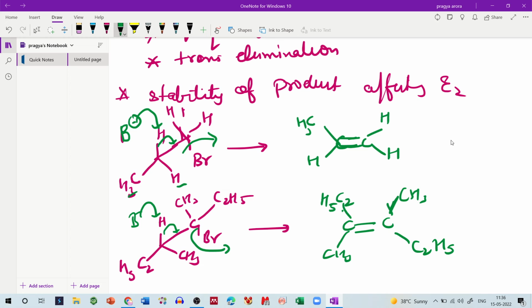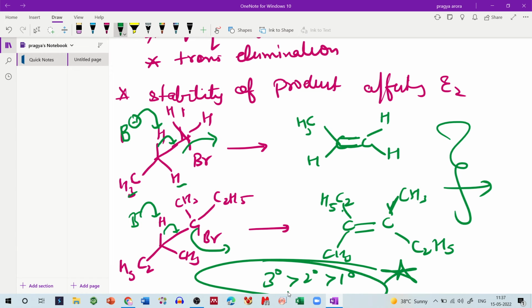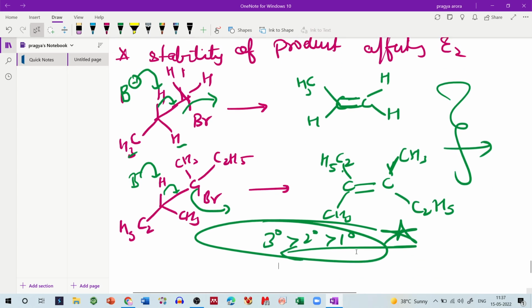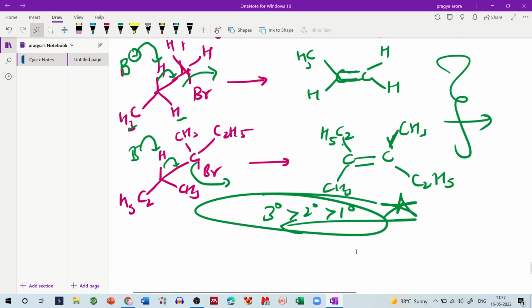So out of the two, please tell me which one is the more stable alkene. Obviously, the more substituted one is more stable. That's why alkyl halides having the tertiary, secondary, and primary order, in this order the stability of the product is more. Therefore, it undergoes E2 elimination faster.